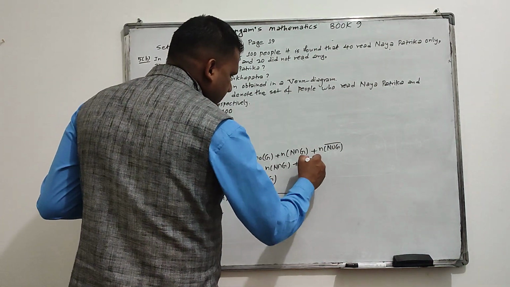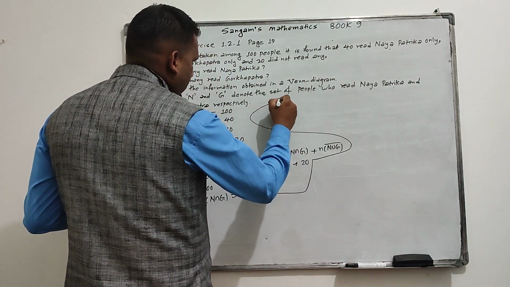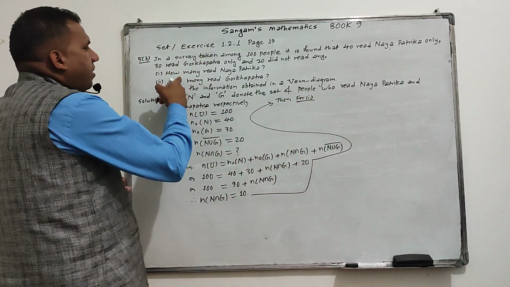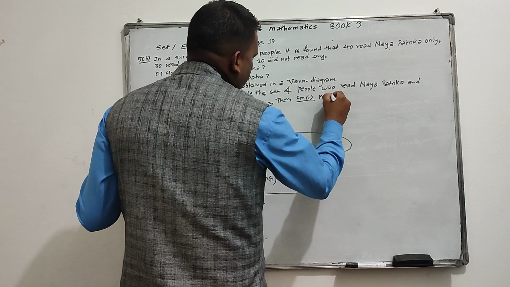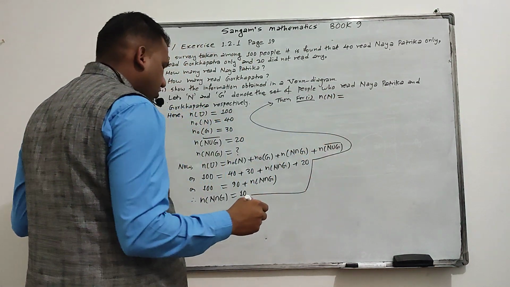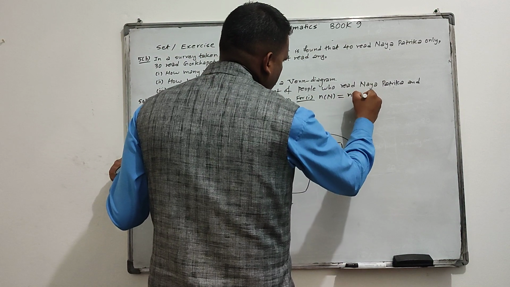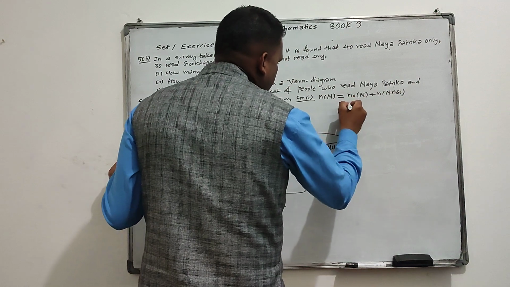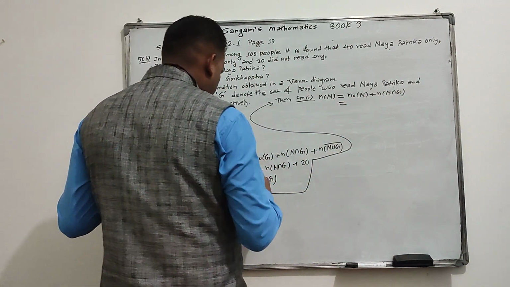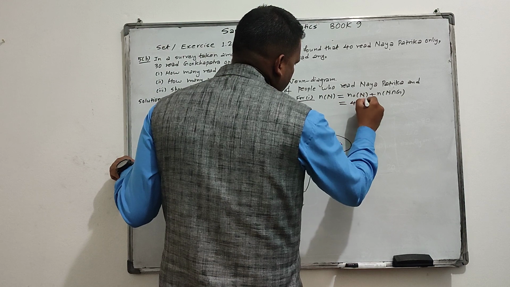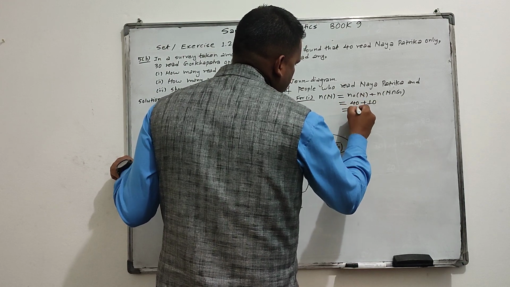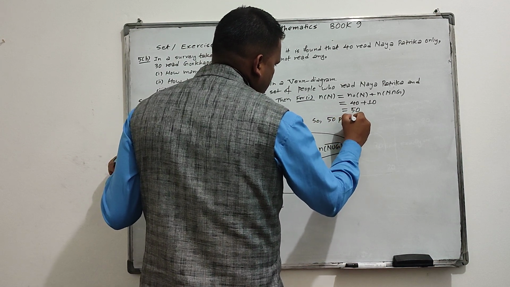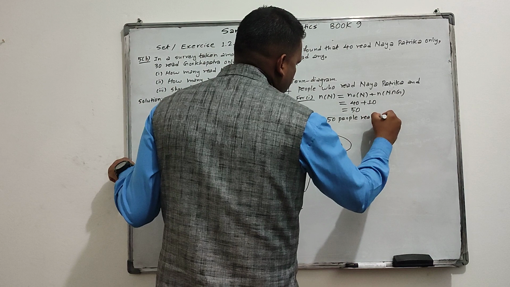After this, for 1, how many read Naya Patrika? That is number of N, which is equal to N not G plus number of N intersection G. N not G is 40, intersection is 10. 40 plus 10, that is 50. So 50 people read Naya Patrika.